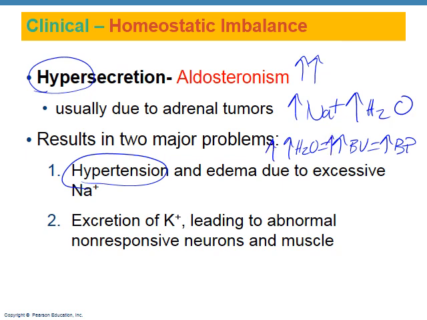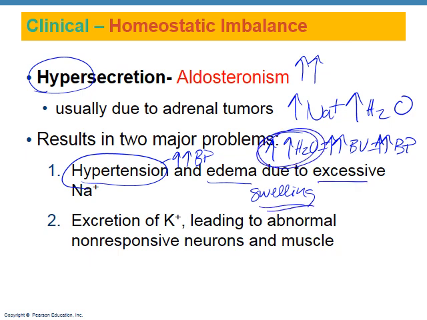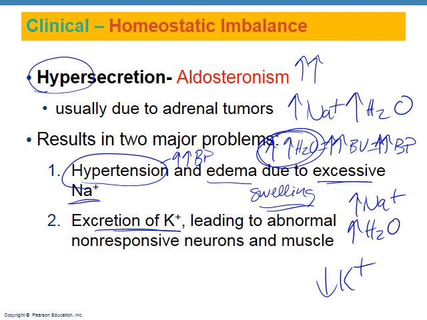But what if it's on overdrive? Well, now you're going to have hypertension. Your blood pressure is going to be too high. It causes edema. This is swelling. Well, gee, if you keep absorbing water, is that going to cause swelling? Yes. You'll also have excessive sodium. You'll also have excretion of potassium. Remember, if we're taking up sodium and we're taking up water, what's happening to my potassium? It's being released. Is that going to affect your neurons and your muscle resting membrane potential? Yes.